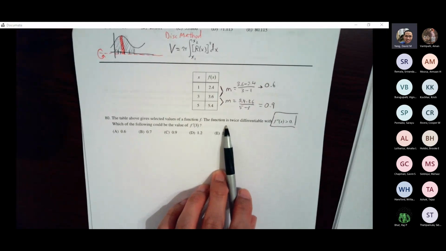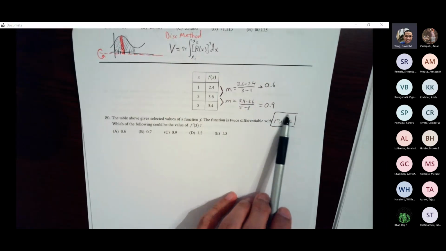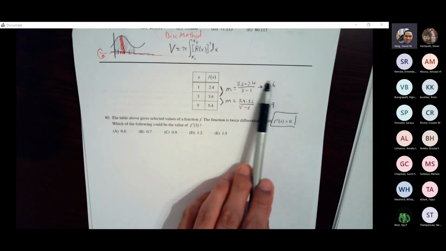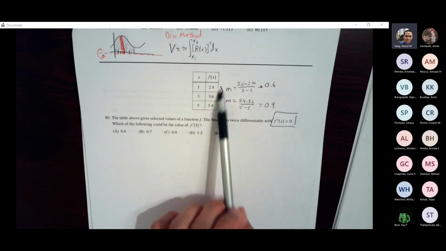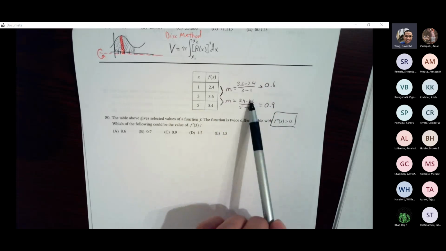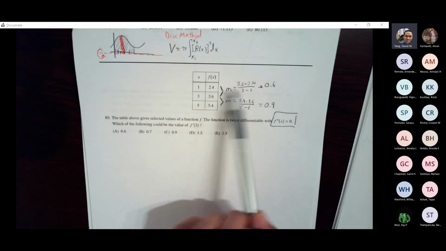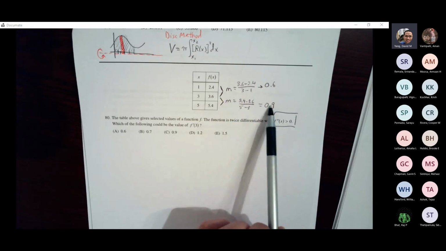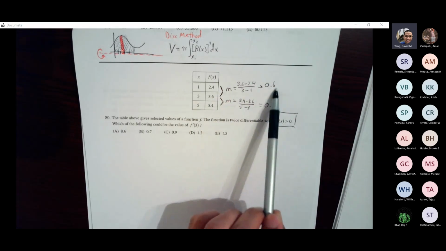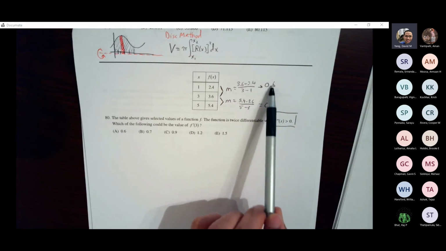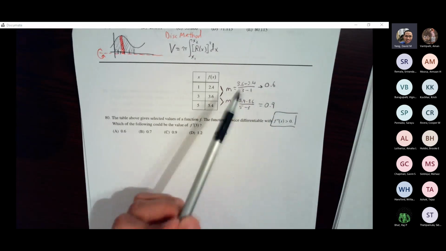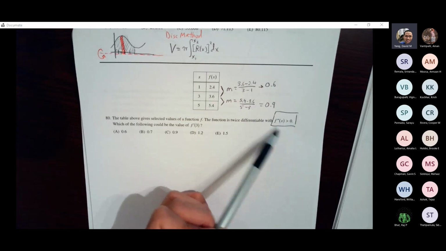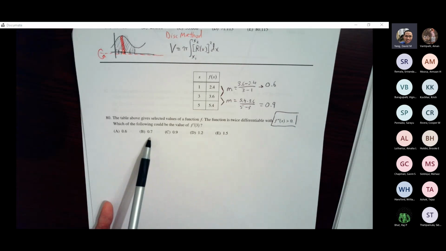So the function is twice differentiable. What that means is the rate of change should always be increasing, right? The second derivative means that the rate of change is always increasing. So if the slope between 1 and 3 is 0.6 and the slope between 3 and 5 is 0.9, then it has to continue in that pattern. And the only value that's between 0.6 and 0.9 and continually increasing, right? Because my rate of change is always going to continue to increase. The only choice is going to be 0.7, right?